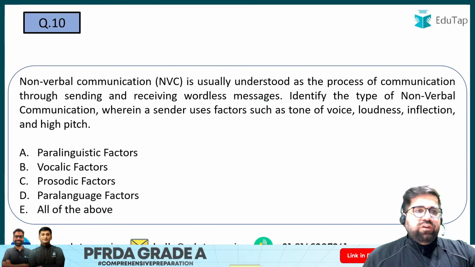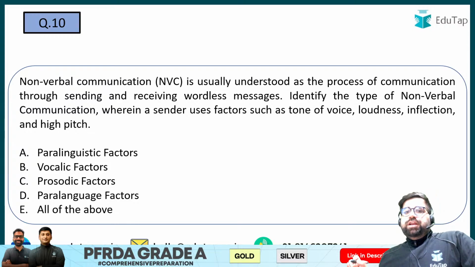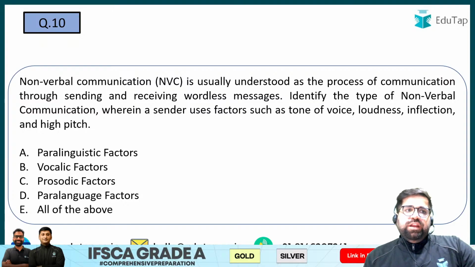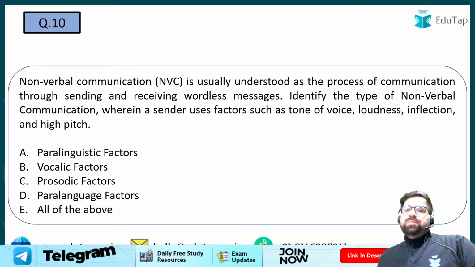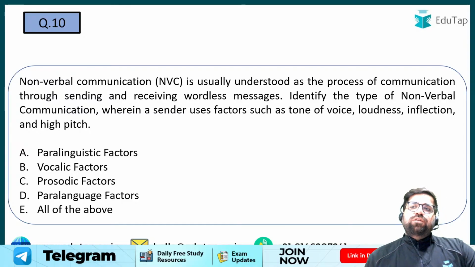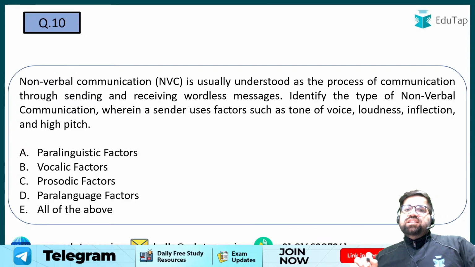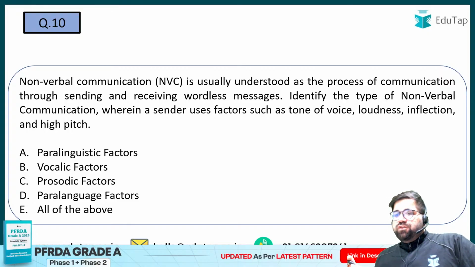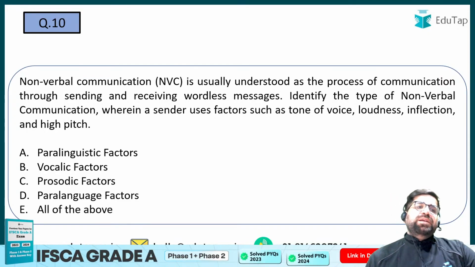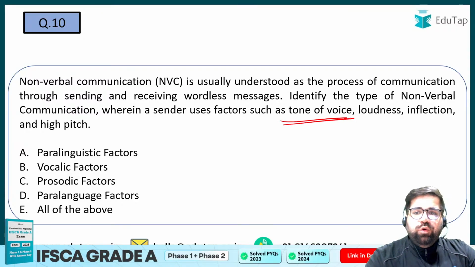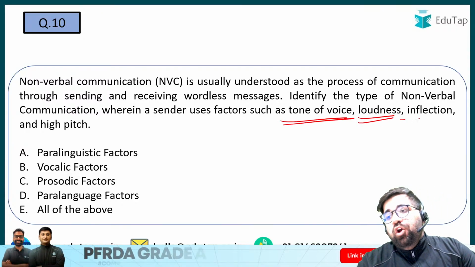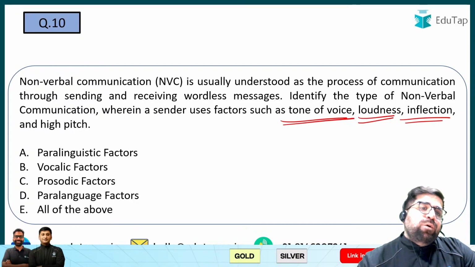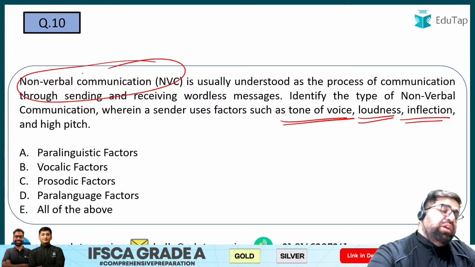In question number 10, what we are discussing: non-verbal communication is usually understood as the process of communication through sending and receiving wordless messages. Identify the type of non-verbal communication where the sender uses factors such as tone of voice, loudness, inflection, and high pitch. So if you are increasing the tone of your voice, or being so loud, or using a certain kind of inflection or high pitch, then which type of non-verbal communication technique are you using?